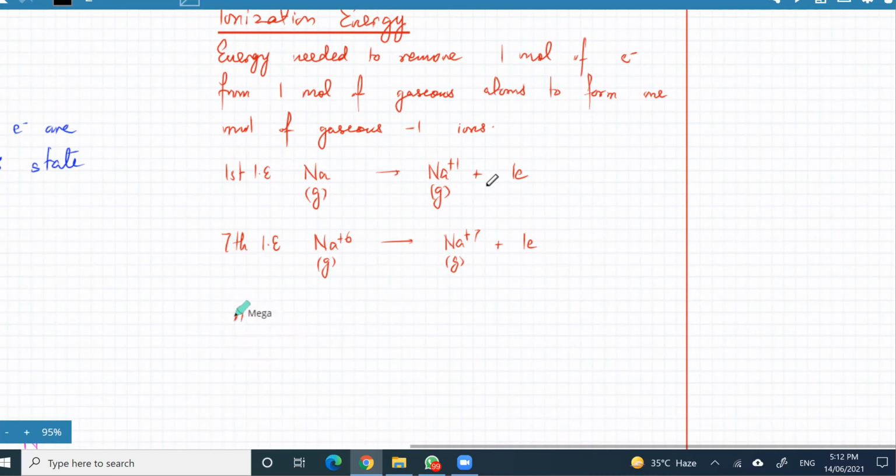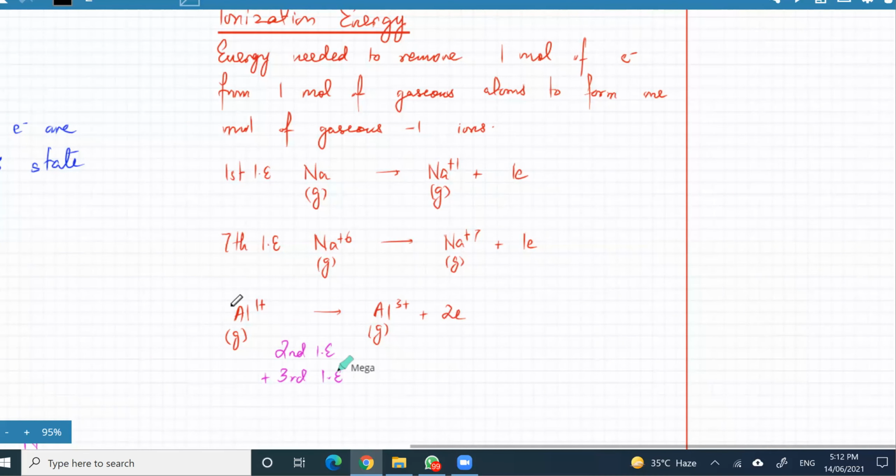So what about this? Al1 plus changing into Al3 plus and loses 2 electrons. How would you define that? In terms of first, second, third. The ionization energies are always in terms of first, second, and third. So this one is equal to the second ionization energy plus the third ionization energy.